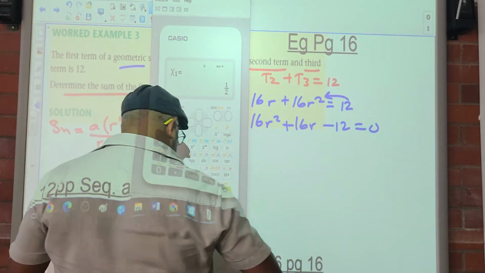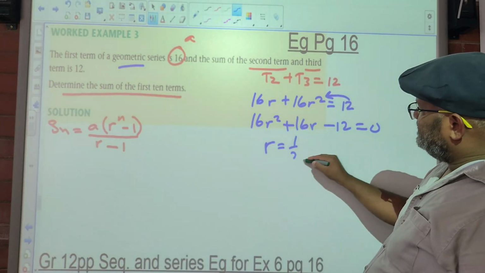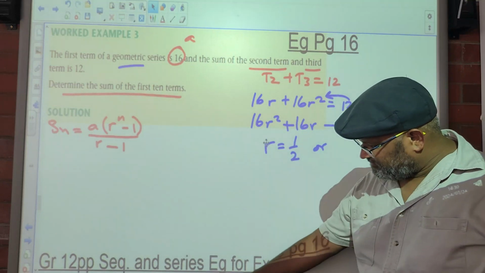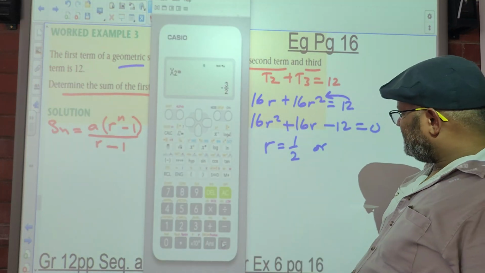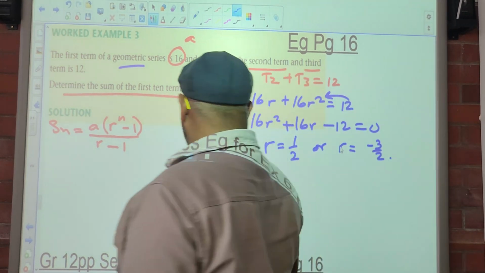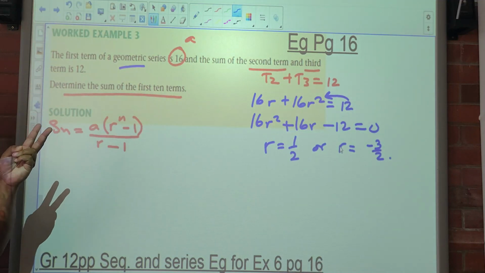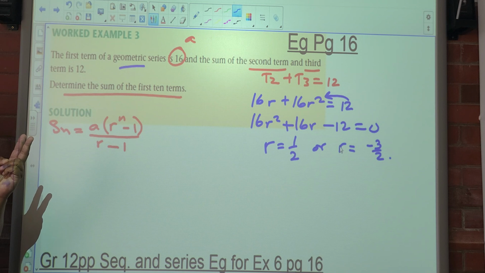The answer r works out to be a half, or r works out to be negative 3 over 2. So what does that mean? That means to say there are two different sequences here. So which one must I use? Both.